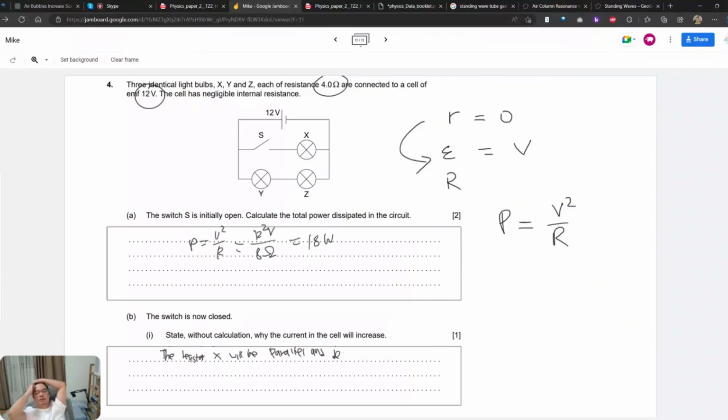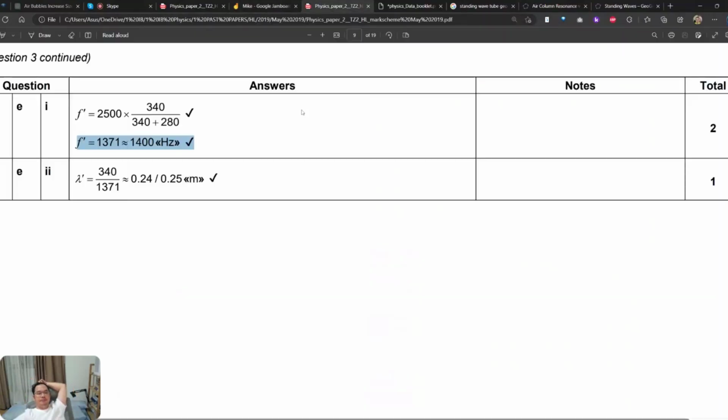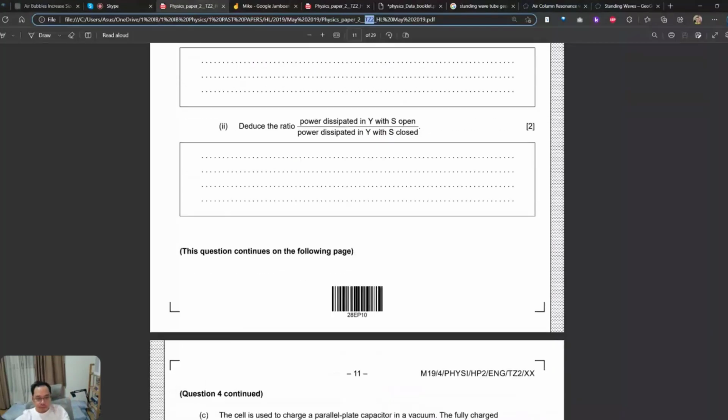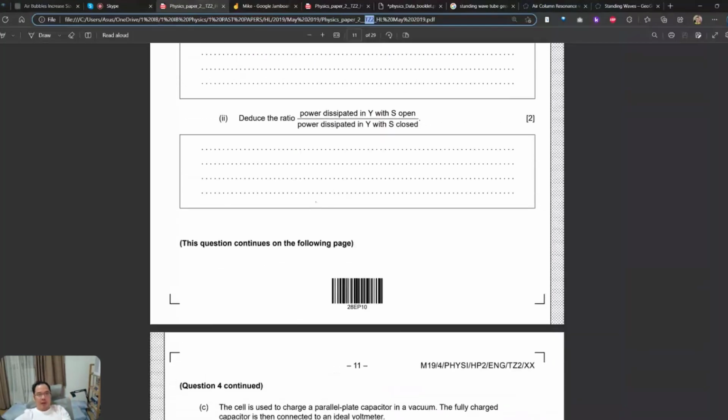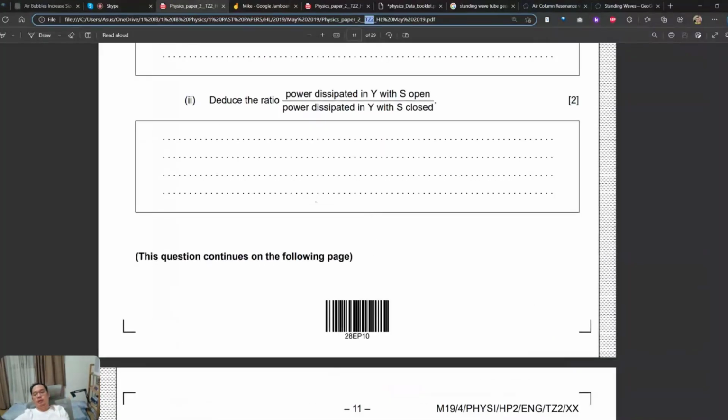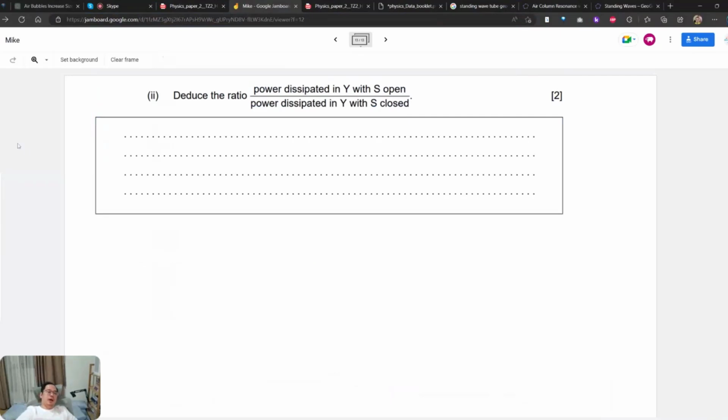Okay, this is the X parallel with Y and Z, reducing the resistance of the circuit. You do the ratio of the power distributed in Y when the switch S is open and when the switch S is closed. The next one is here. Note that the question is the power on Y only, not on the whole circuit.